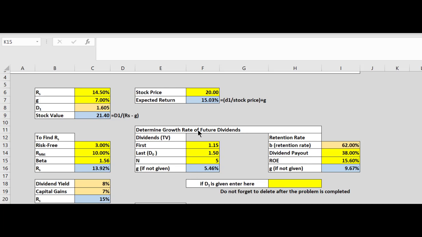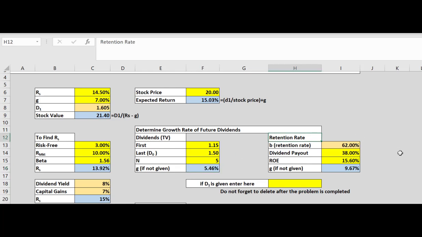So let's talk about dividends first. We looked up the dividends for this company, and 5 years ago they had a dividend of $1.15. The most recent dividend was $1.50. So this tells us historically dividends have been growing at roughly a 5.46% rate.